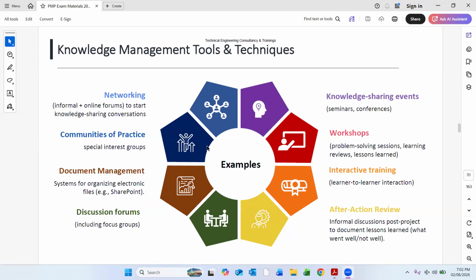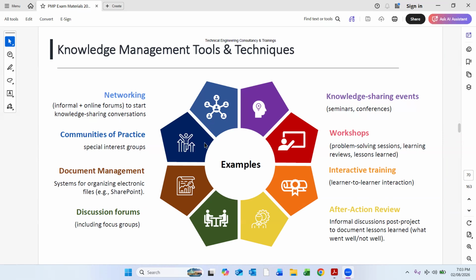So networking, communities of practice, document management, discussion forums. These are all examples of knowledge management tools and techniques. Knowledge sharing events, workshops. You have different technical workshops in your projects as well. Interactive training. There are some training sessions as well, and after action review. So we'll go one by one.